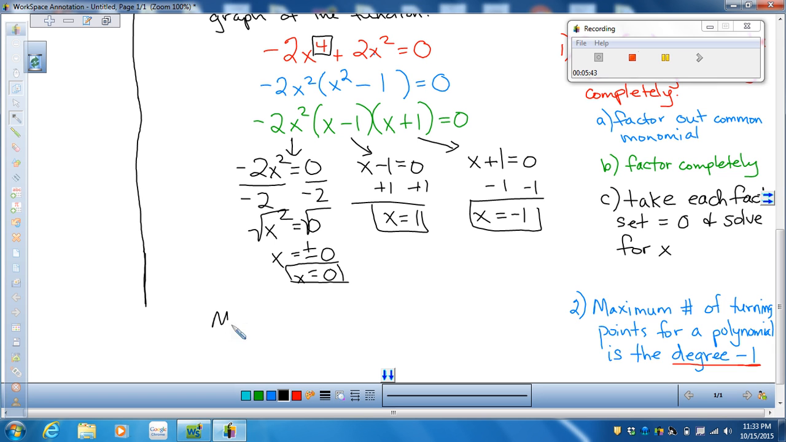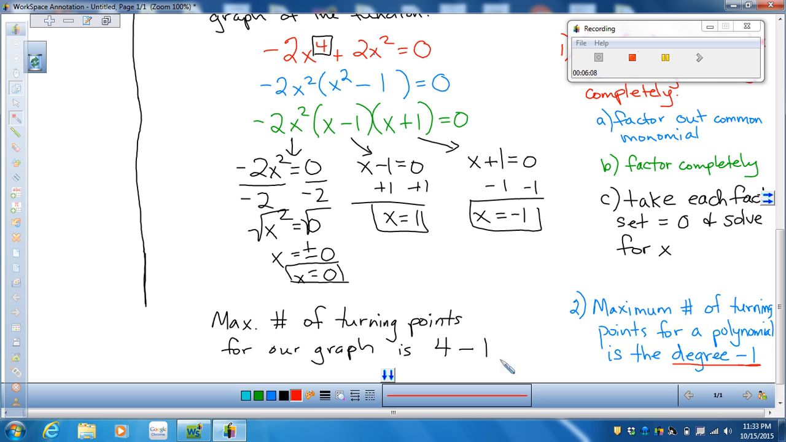So the maximum number of turning points for our graph is going to be 4 take away 1, and 4 take away 1 is 3. This will be the maximum number of turning points for our particular polynomial.